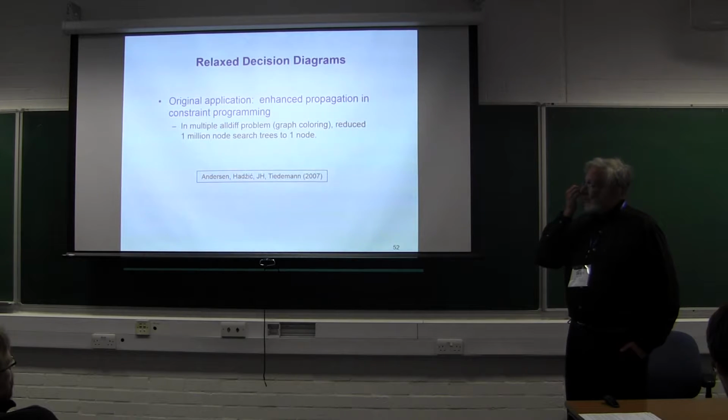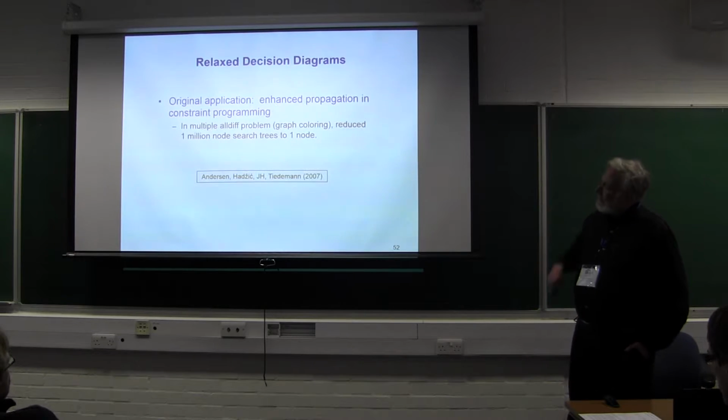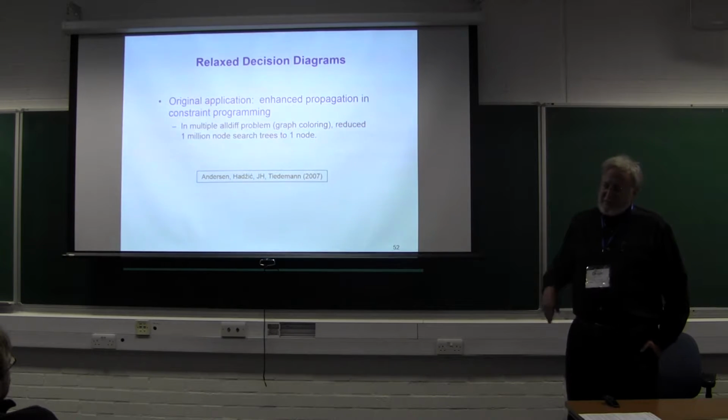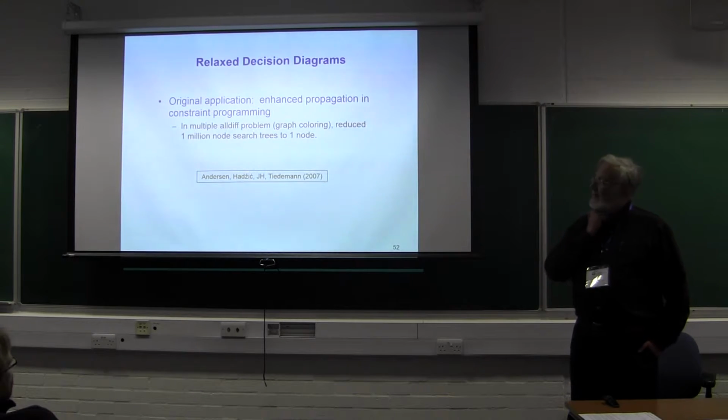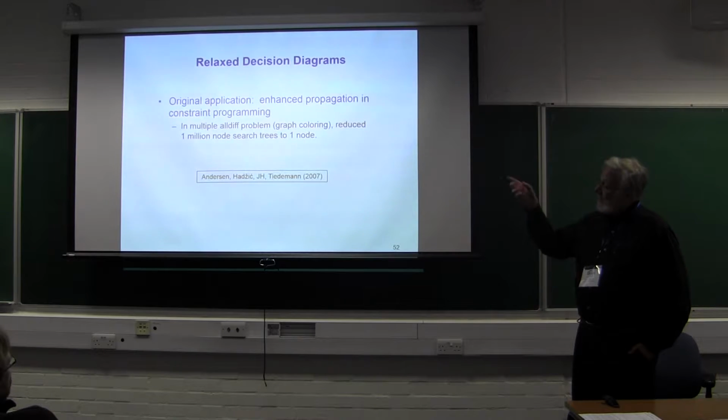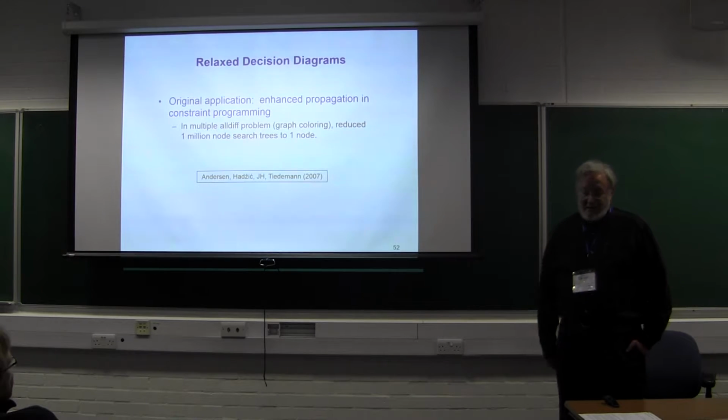So that was the first application. Here, in fact, the first problem we looked at was multiple all different constraints, that is to say constraints that require the variables to have different values. It's also equivalent to a graph coloring problem, a classical problem in optimization. And you can actually reduce the search tree enormously this way.